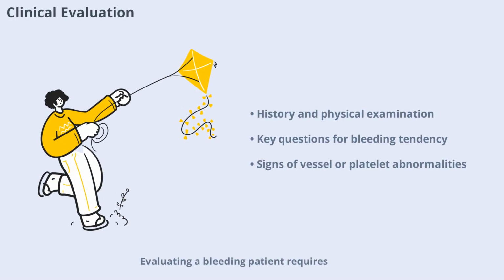Evaluating a bleeding patient requires a coordinated history and physical examination. Key questions include personal or family history of bleeding tendency, previous surgeries or dental extractions, history of hematuria, gastrointestinal hemorrhage, easy bruising, hemarthrosis, menorrhagia, or epistaxis.